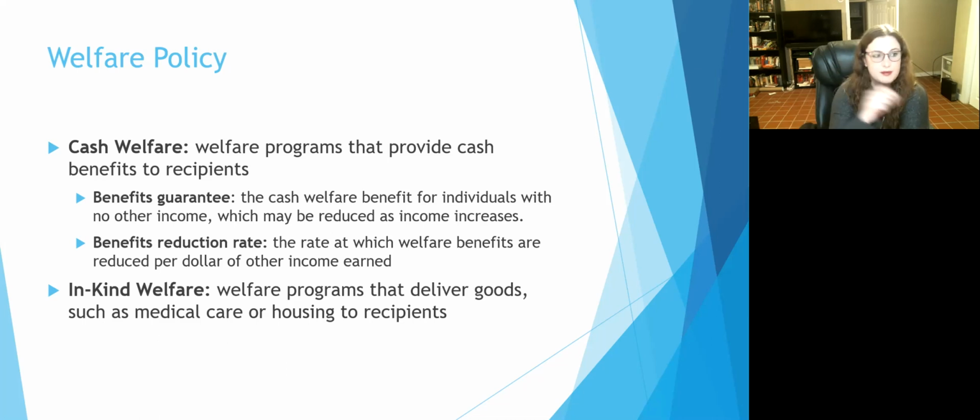So if you make $1,000, I'm going to pay you $1,400. If you make $2,000, I'm going to pay you $1,300, right? The benefit goes down as your income goes up. Those are benefit guarantees. They guarantee that you'll at least be at a certain level.